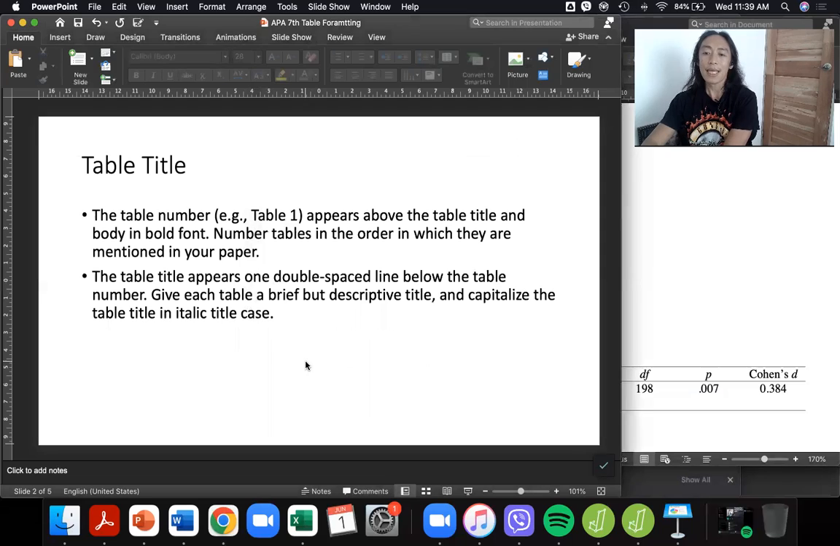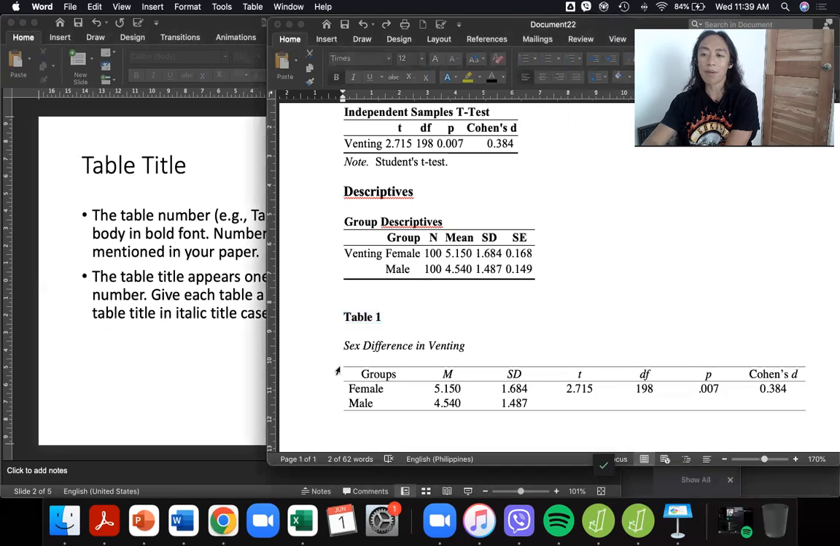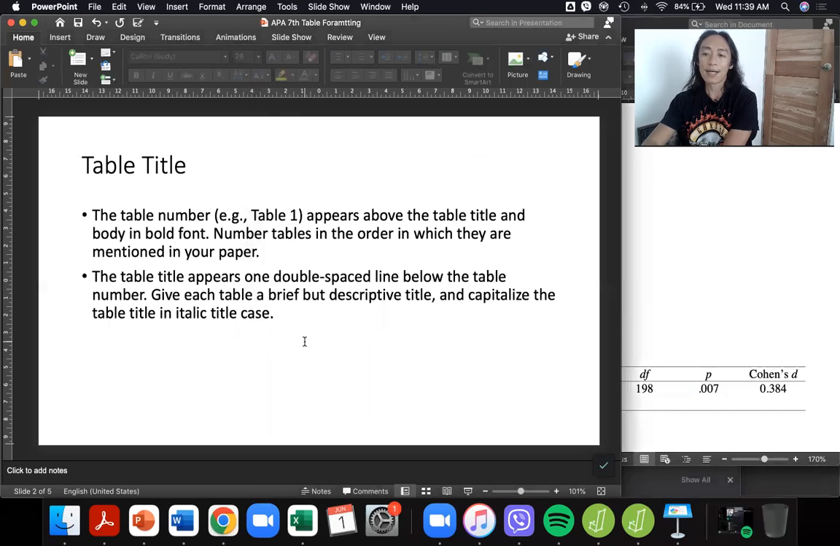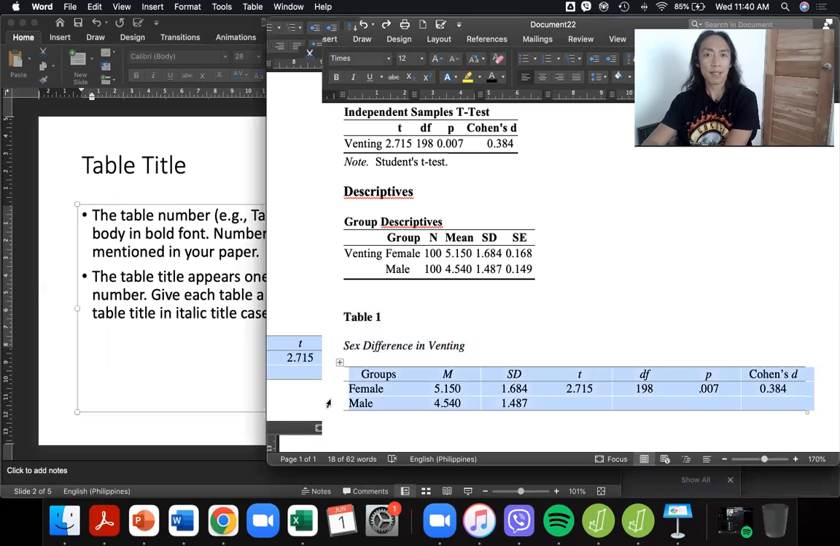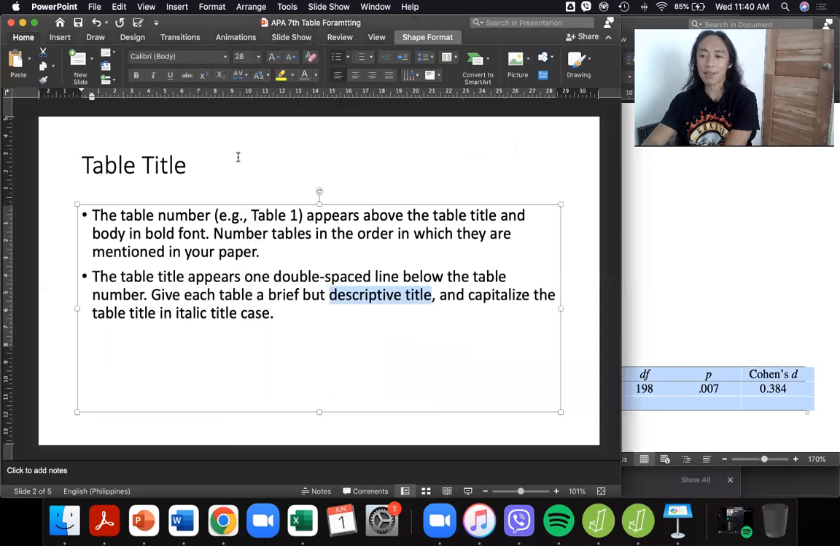Okay? The table title appears on a double-spaced line below the table number. So you can see that it's double spaced from the table number to the table title. And then the table title should be descriptive, and you can see it here, Sex Difference in Venting. So I suppose that is pretty much descriptive of what's going on in the results, wherein we are showing the differences in venting between males and females.